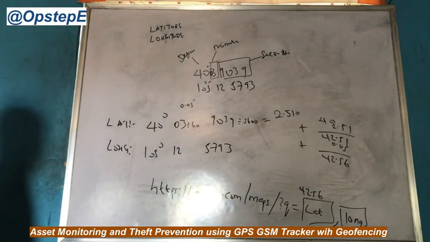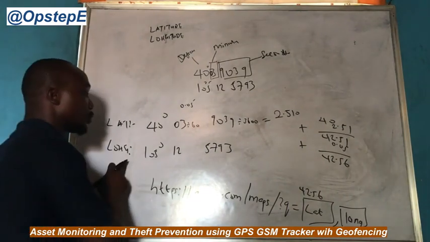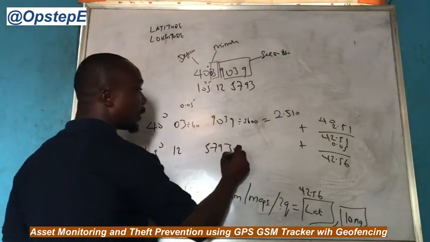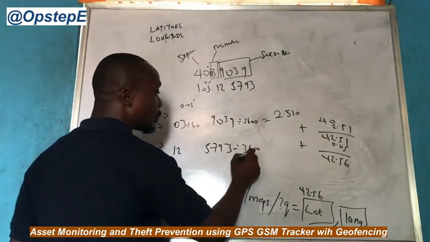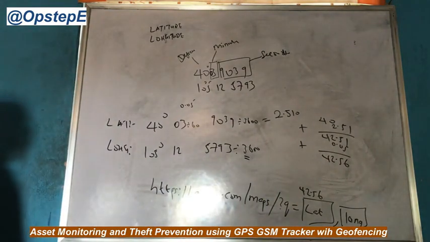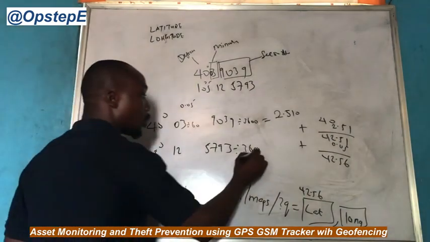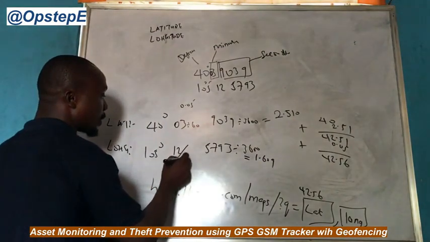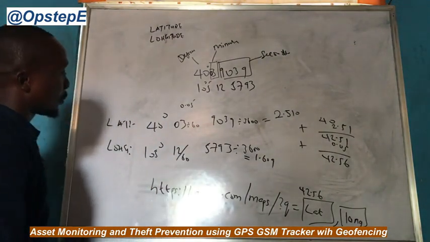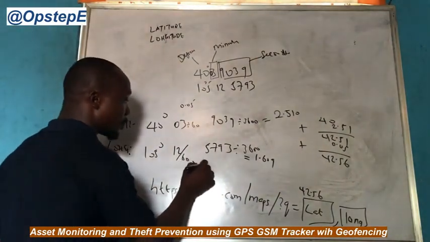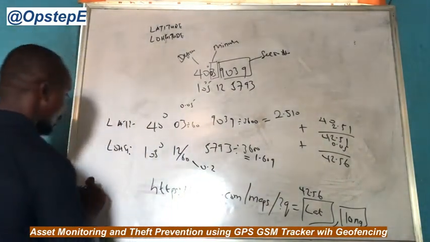Can I continue? Yes, sir. How about for the longitude? 5,793 divided by 3,600 would give what? 5,793 divided by 3,600 gives 1.609. How about 12 divided by 60? 0.2.